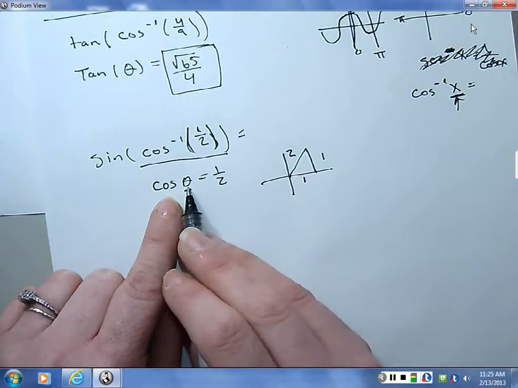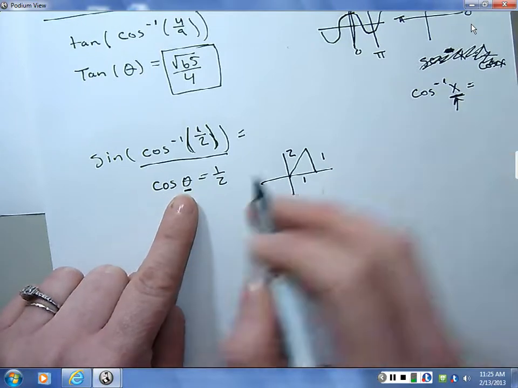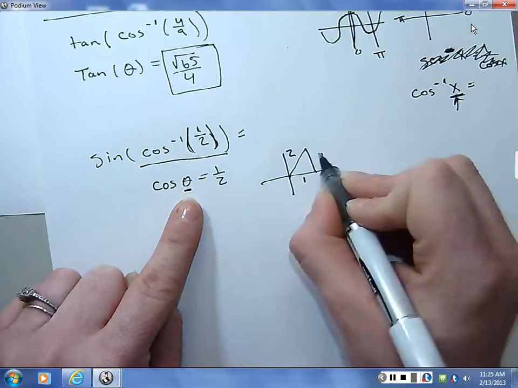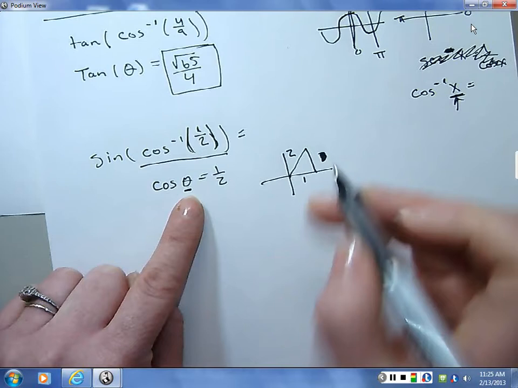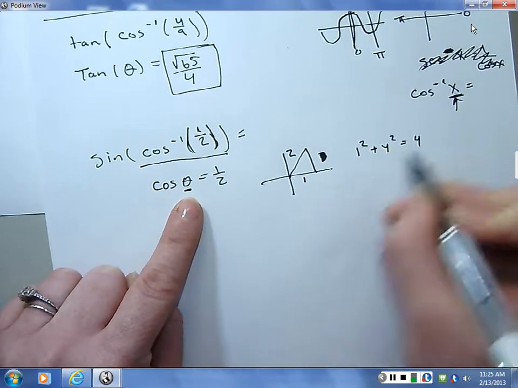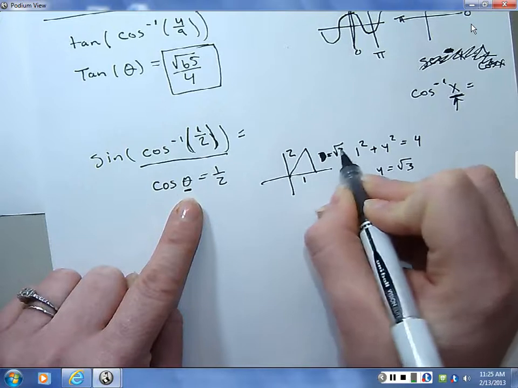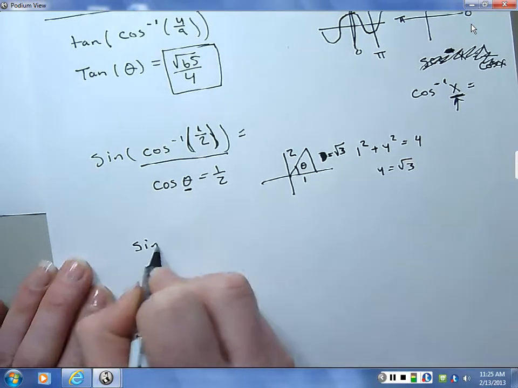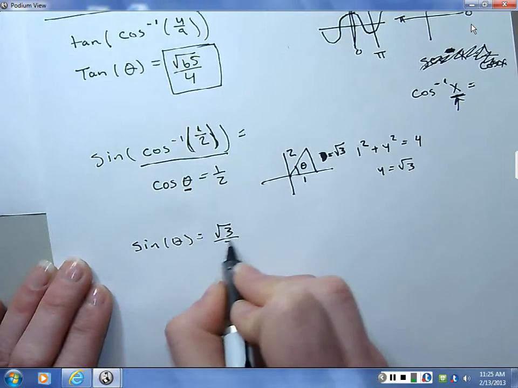Okay, so cosine of theta. Cosine's adjacent over hypotenuse, so it's 1 over 2. I have to find this angle, so I have 1 squared plus y squared is 4. So y is the square root of 3. So this is my angle. What is going to be the sine of my angle? Square root of 3 over 2. And that would be your answer.